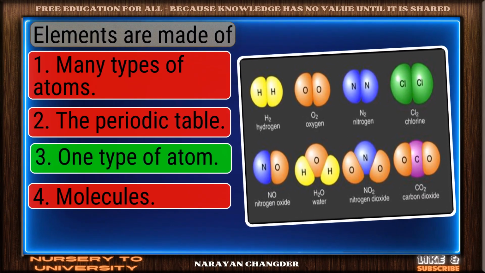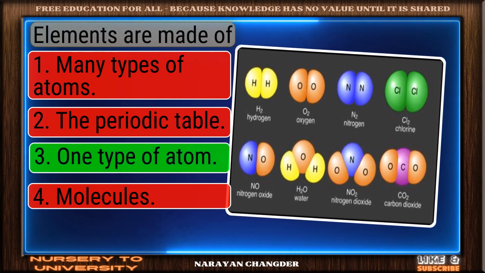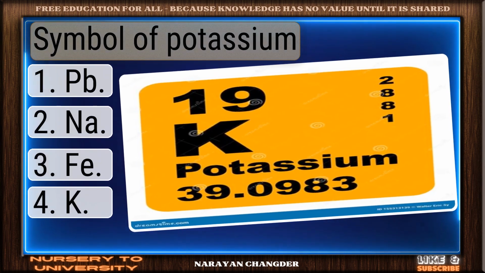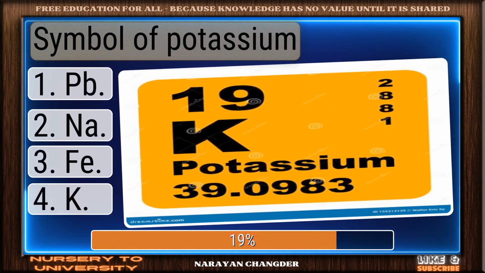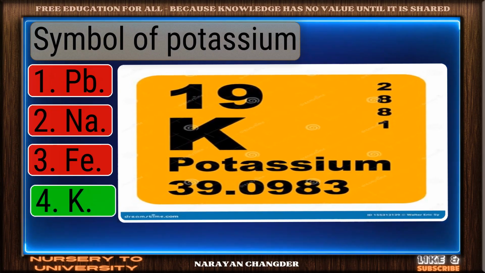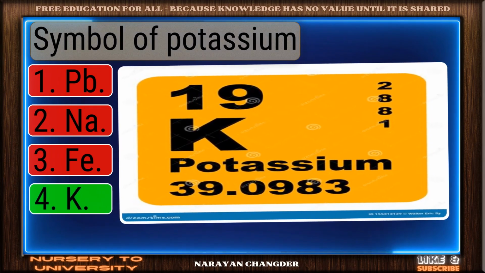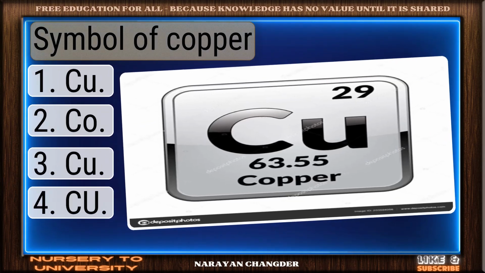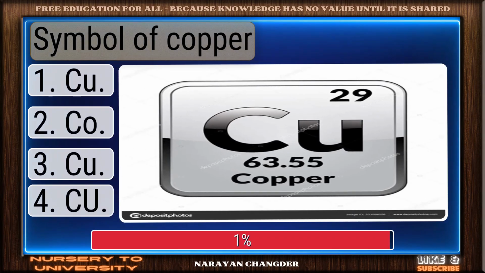Exactly. One type of atom makes sense and it is the right choice. Question number 284. Symbol of potassium. Valid point. K is true. Question number 285. Symbol of copper.